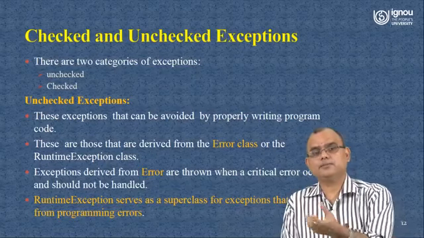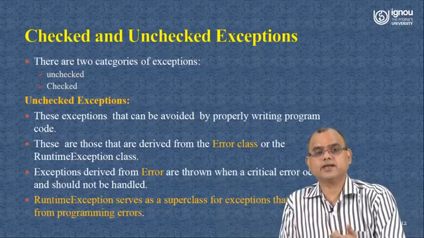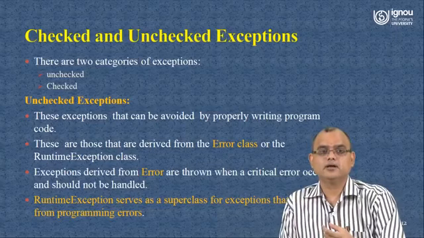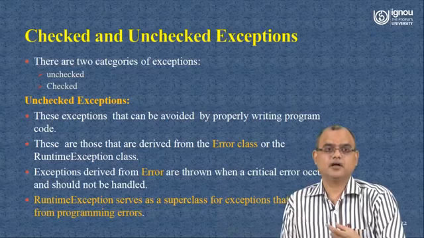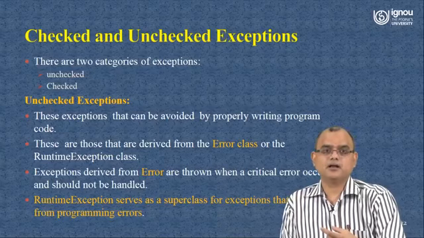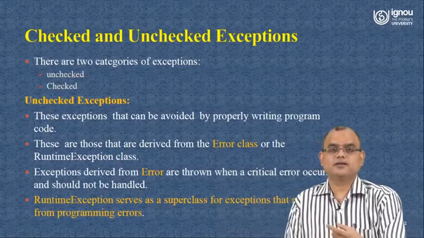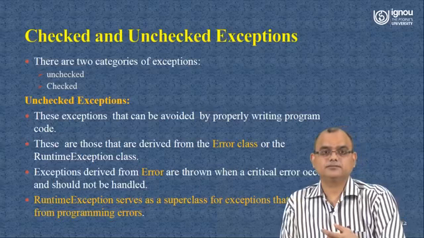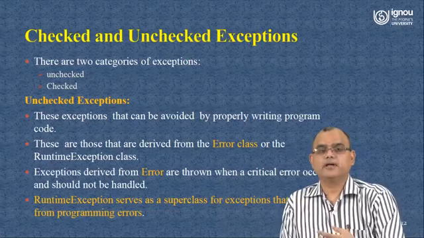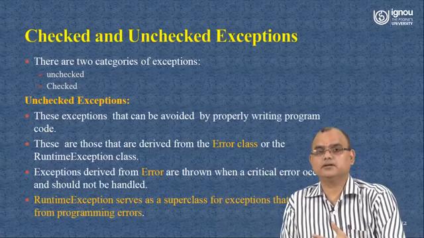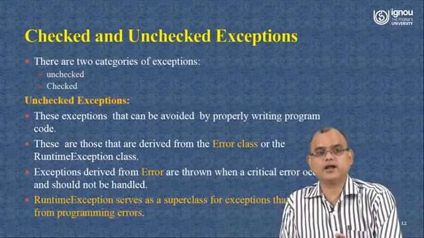Now, on the basis of that diagram, we can categorize exceptions into two categories: one is the unchecked exception and the other is the checked exception. Unchecked exceptions are those exceptions which cannot be avoided by properly writing program code. It means program code cannot be written for that, no matter how good program code you are writing.